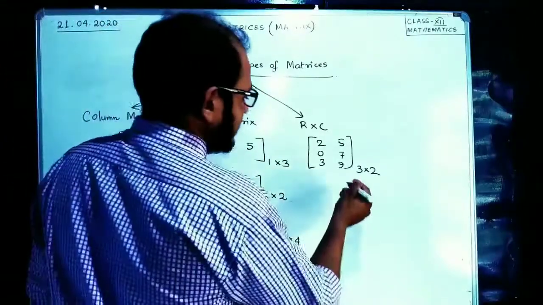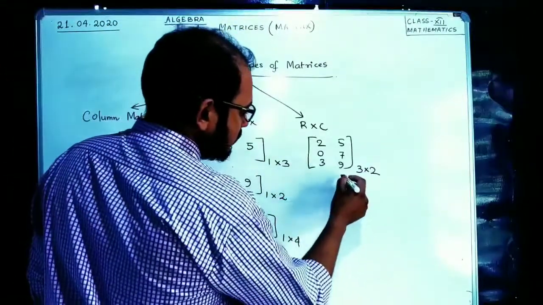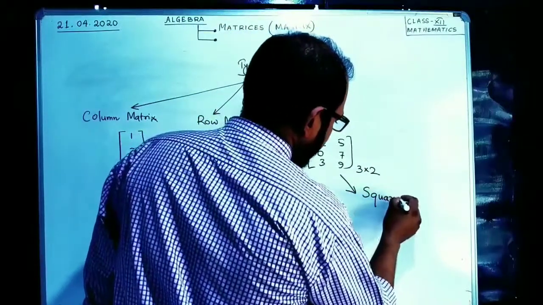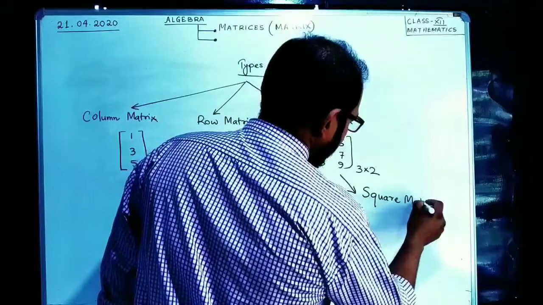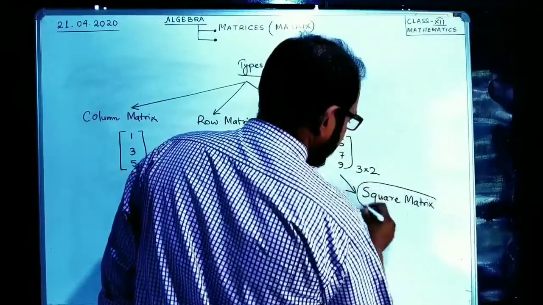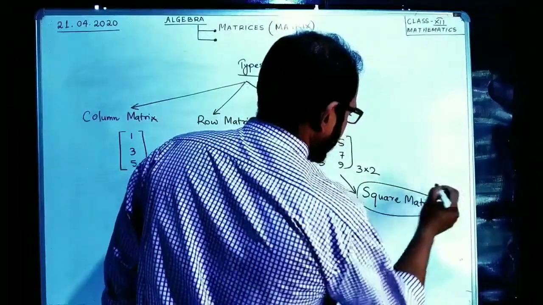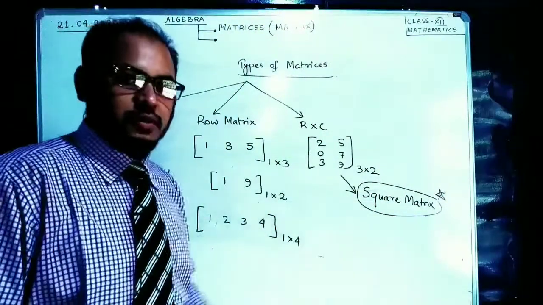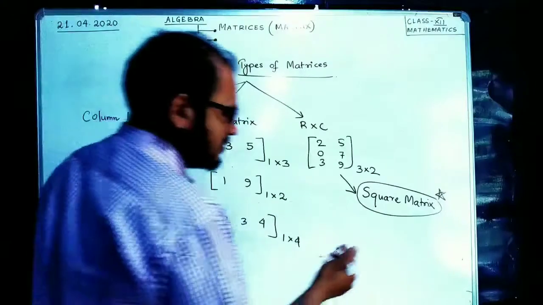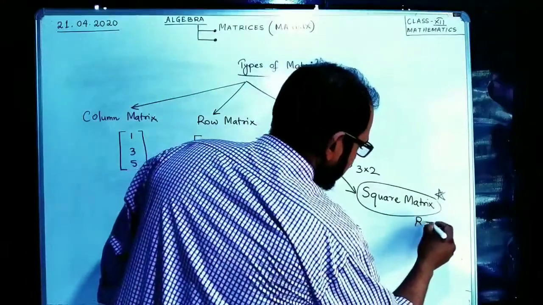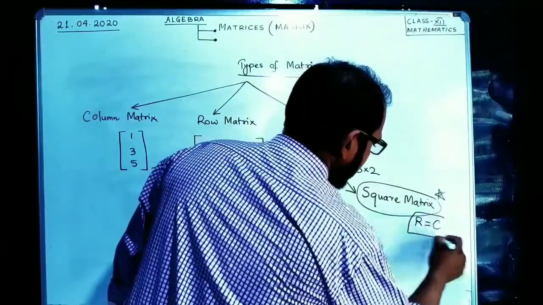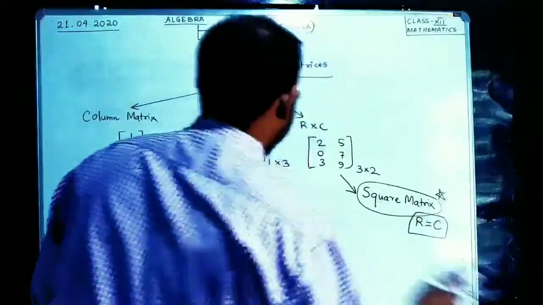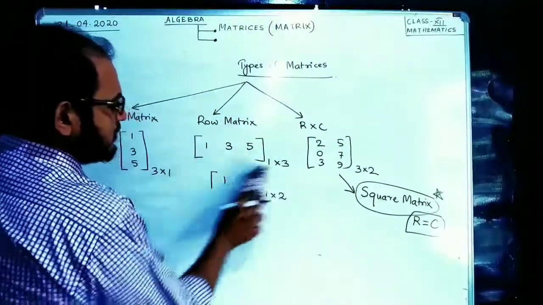However, there is a special type in this. We call it a square matrix. Now this is the most important topic in the chapter because most of the theorems, most of the problems will be from square matrix. A square matrix is a matrix whose number of rows equals the number of columns. This is the most important feature of a square matrix. So let me rub it out and show you what a square matrix looks like.